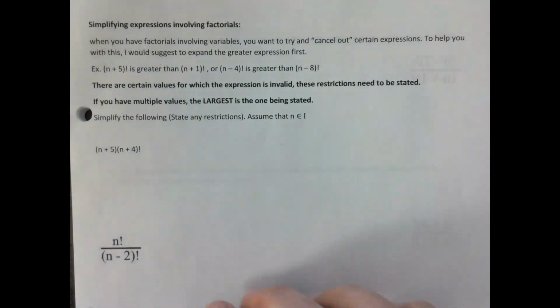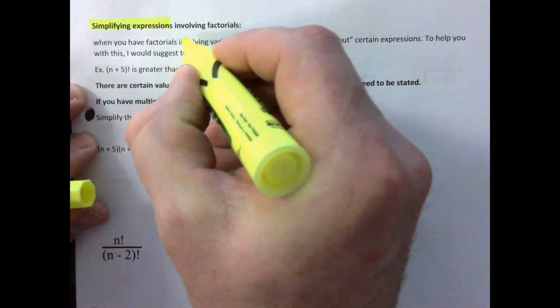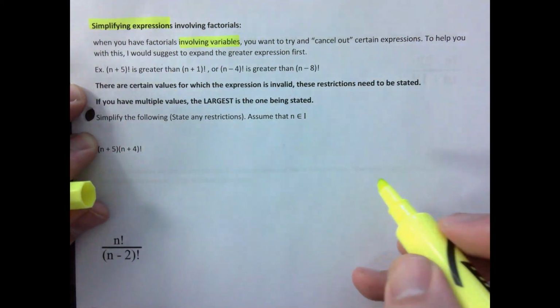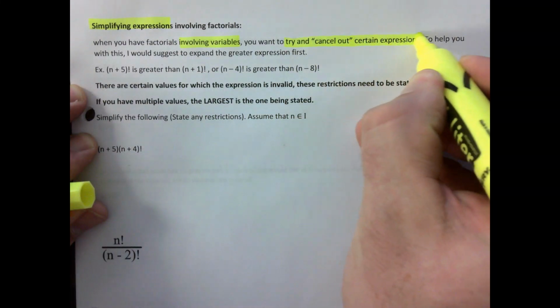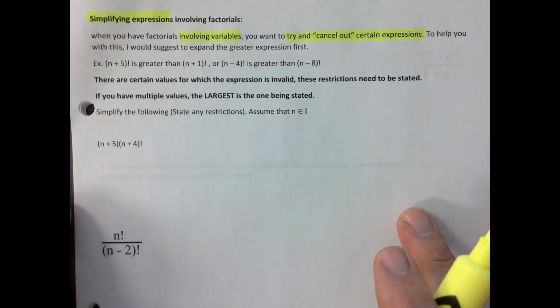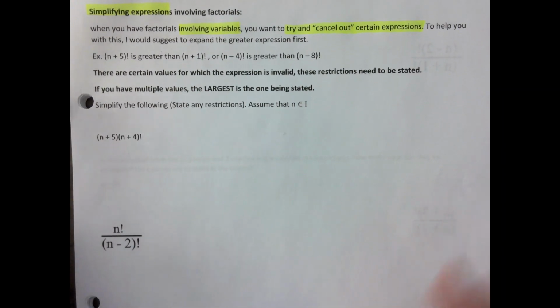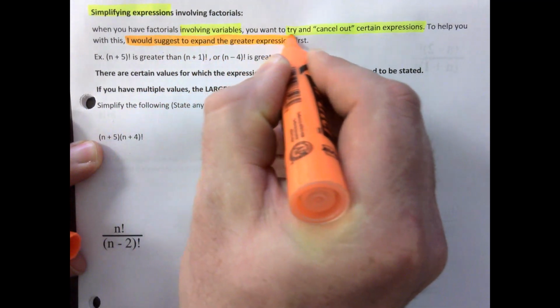When you have factorials, simplifying expressions is just when you have variables involved. And we're going to try to cancel out certain expressions from the ones we're given. I would say this, just like before, I would suggest to expand the greater expression first.